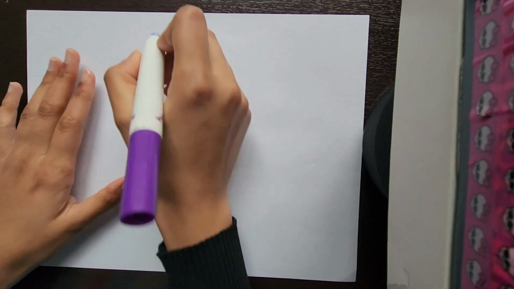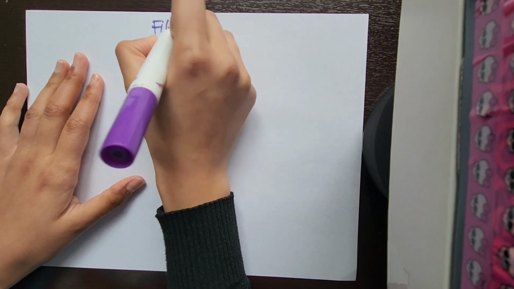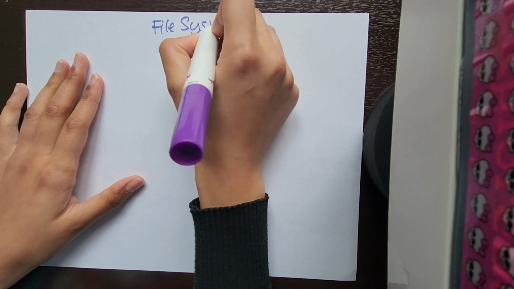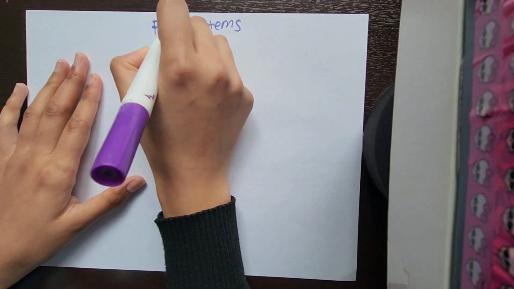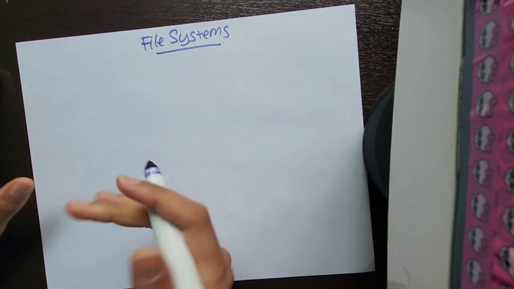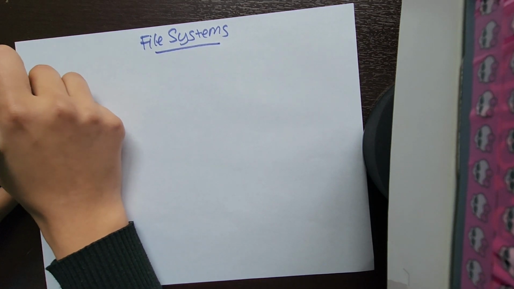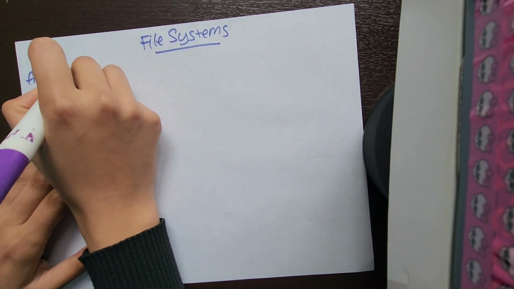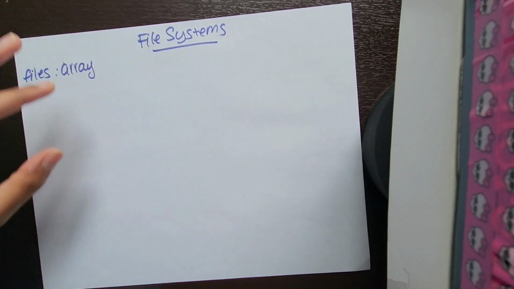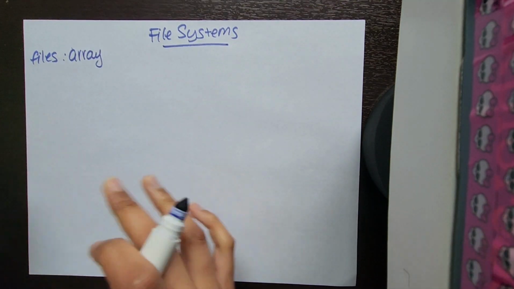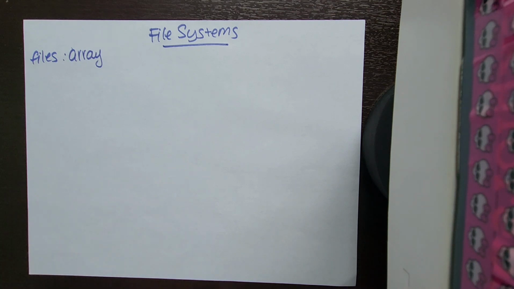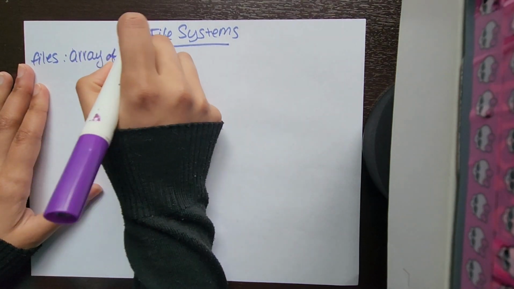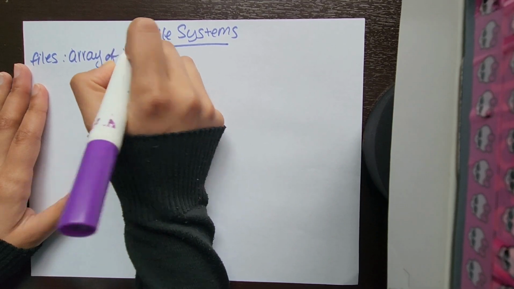Hi, so now we're going to be talking about file systems and how they are implemented. In essence, just like most things, files are just an array of bits, right? Everything in memory can be assumed to be one gigantic array of bits and bytes.